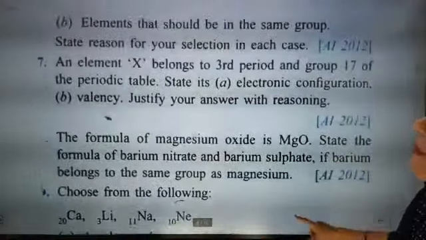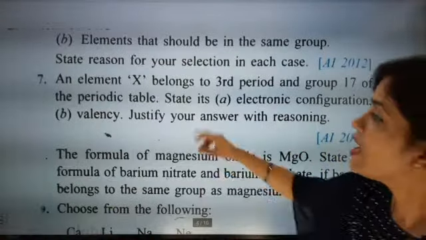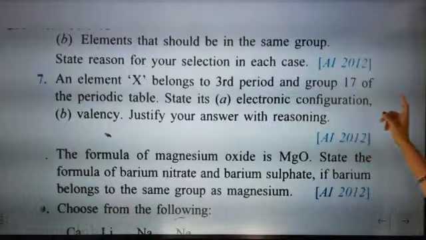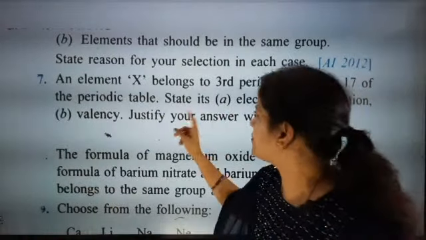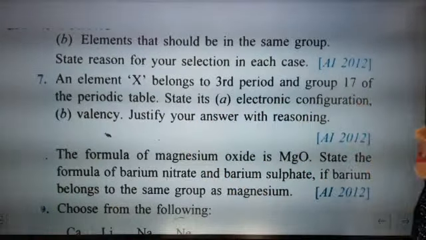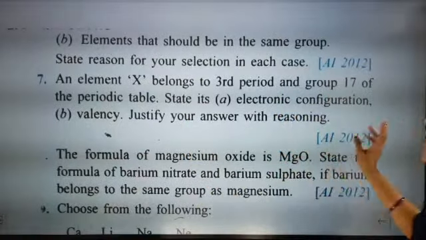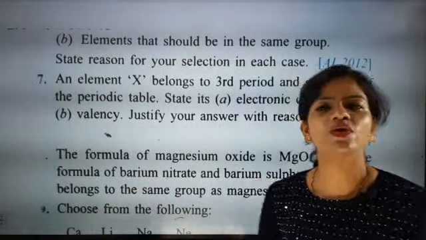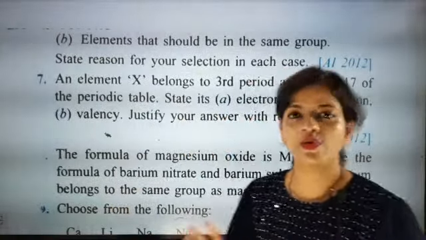I am going to increase because this will be the same pattern, this type will be the same pattern of question. An element X belongs to third period and group 17 of the periodic table. State its electronic configuration and valency. Just justify your answer with reason, whatever you want to write.